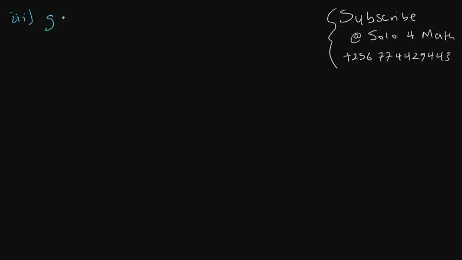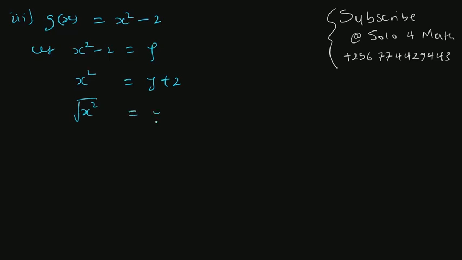If our function is d(x) equaling x squared minus 2, you begin by letting x squared minus 2 equal y. So we make x the subject of the formula by taking the 2 this side. If we want x, we get the square root on both sides. So our x is equal to the square root of y plus 2.